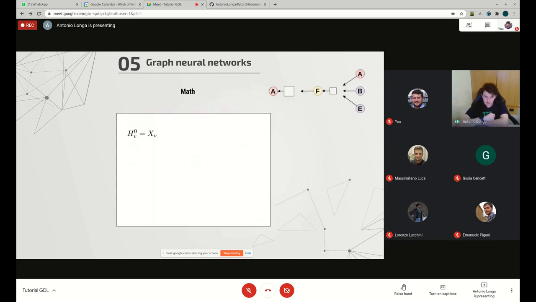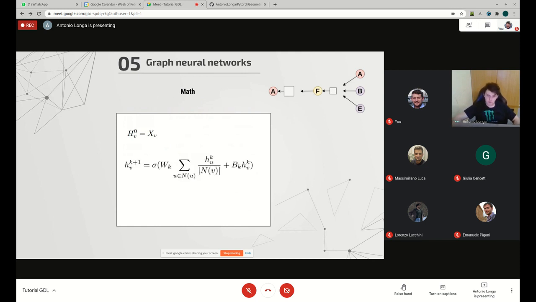Okay, let's start with a little bit of math. We have the representation of the node V in layer 0. Well, the representation of node V at layer 0 is the node V's features itself. What does it mean? In our previous example, where we had this vector of 3 integers as a node feature, in layer 0 the representation of the node is just the feature vector.